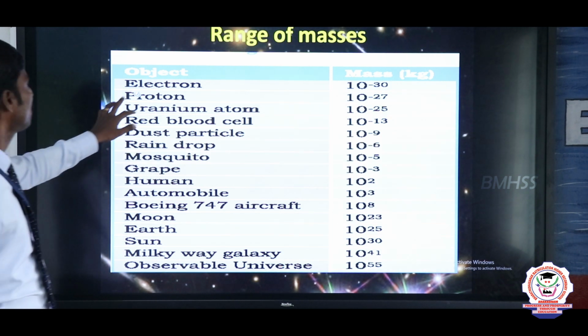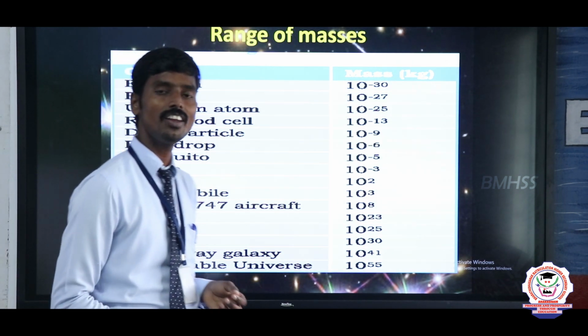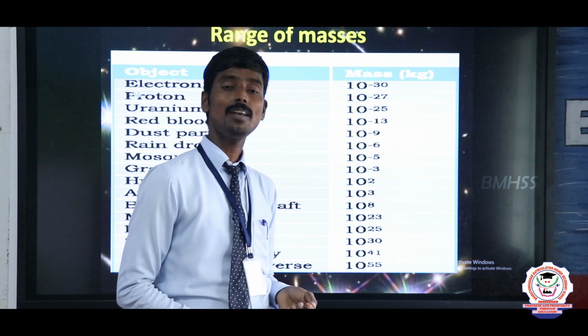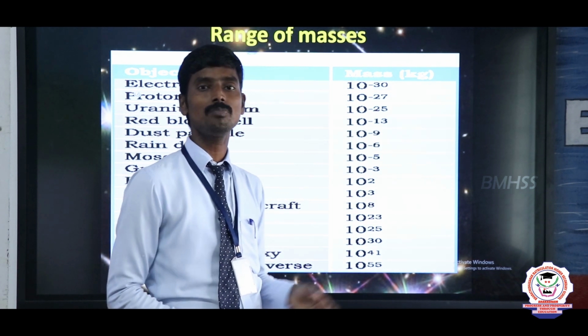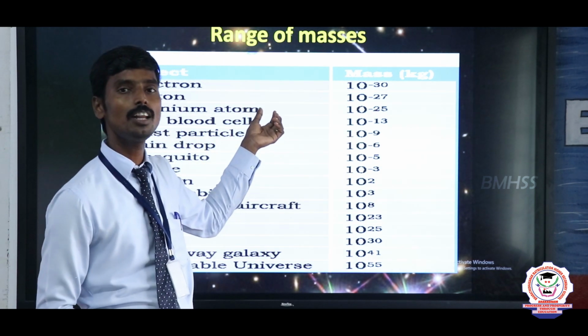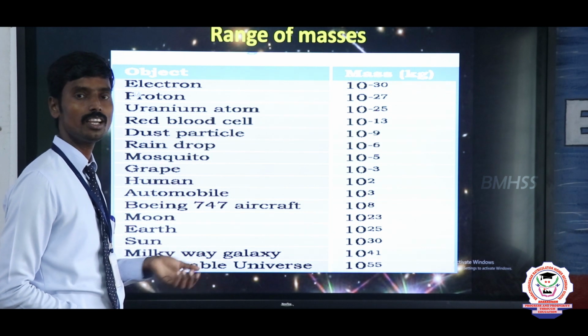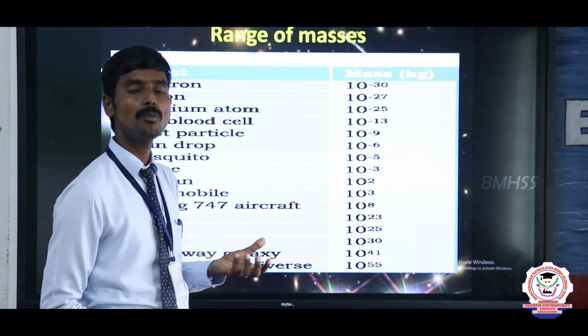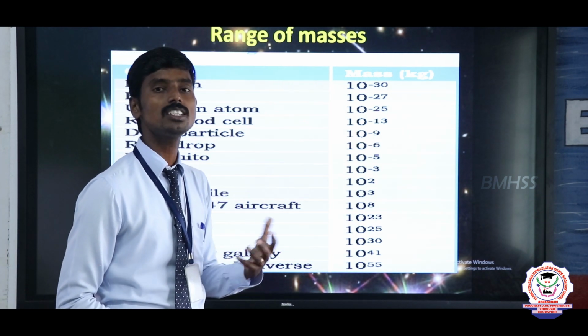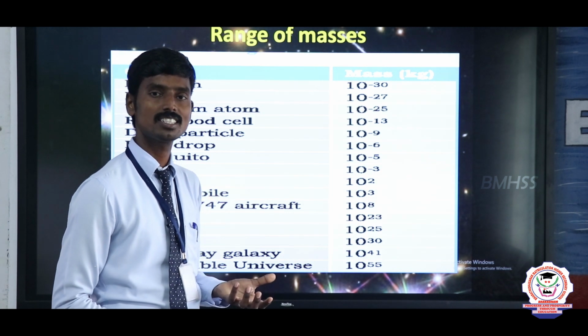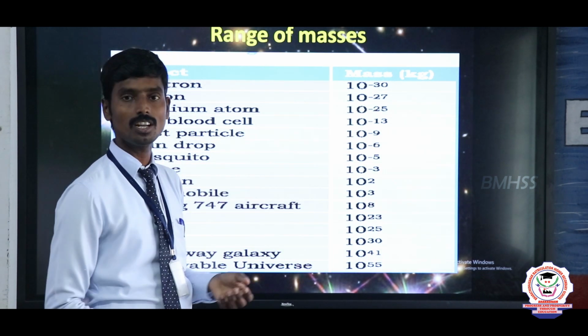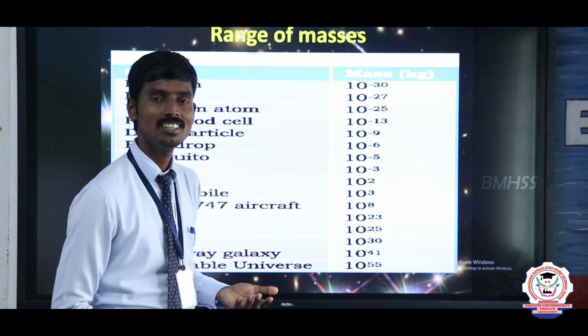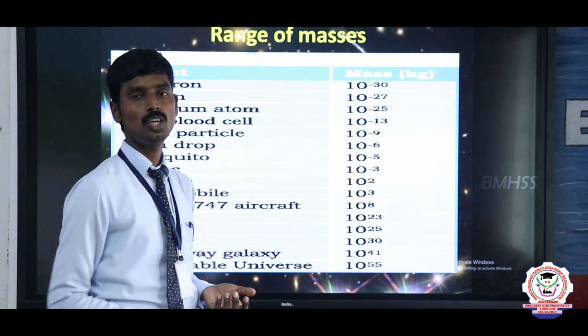The first range, electron mass. The accurate value of electron mass is 10 power minus 31 kilogram. Here the approximate value is given, 10 power minus 30 kilogram. So mass of the electron is 10 power minus 30 kilogram. Next, mass of the proton is 10 power minus 27 kilogram. Mass of the neutron, same value, 10 power minus 27 kilogram.